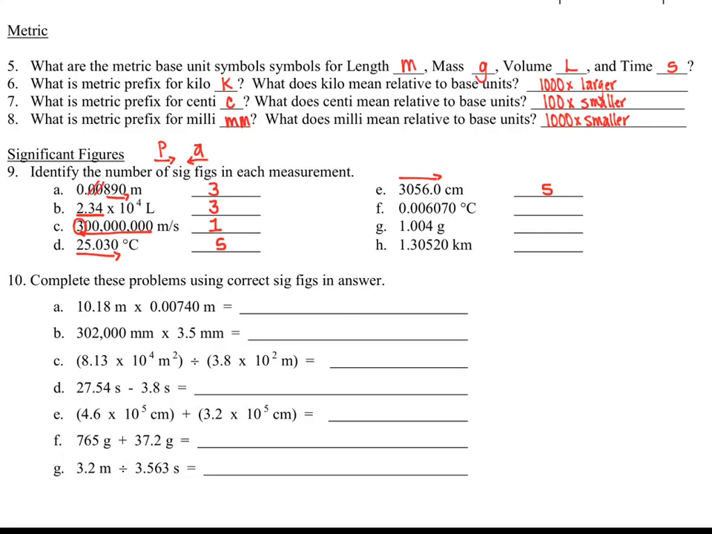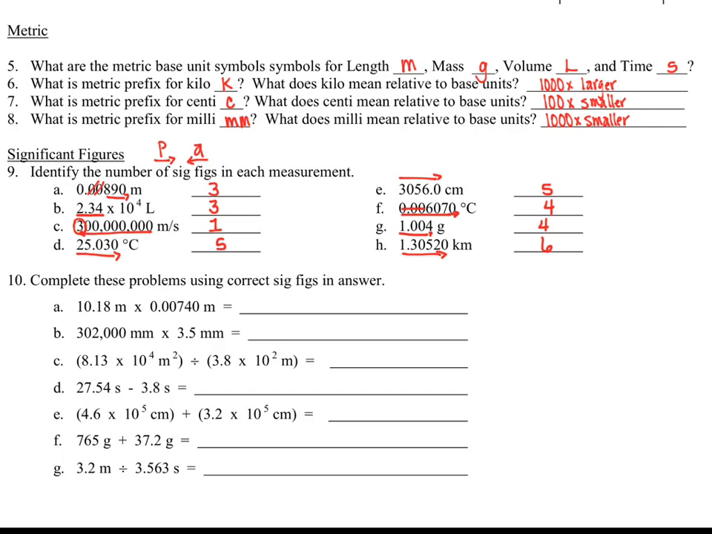Again, we have our decimal point present, so we go from left to right. And our first non-zero number is 6, so we don't count these zeros. We do count everything after that, so we end up with 4 significant figures. For G, our decimal point is present, so we go from left to right. We have 4 significant figures. For H, we do have a decimal point present. Again, left to right, and we have 6 significant figures present.